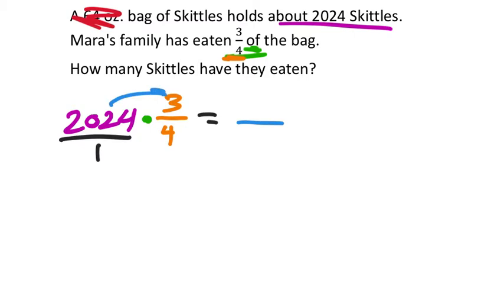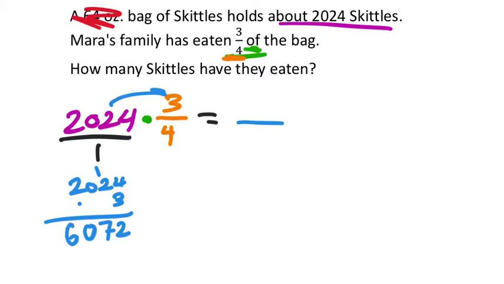In the numerator, I got 2,024 times 3. 3 times 4 is 12. Carry the 1. 3 times 2 is 6, but add the 1 is 7. 3 times 0 is 0. 3 times 2 is 6. 6,072 in the numerator. In the denominator, 1 times 4 is 4. So I'm going to take this 6,072 and divide it by 4.